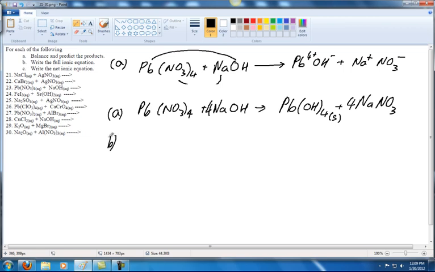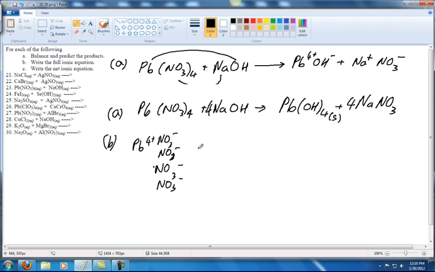Now part B, what I'm going to do is I need to draw out the full ionic equation. So anything that's aqueous needs to be split into ions, and for that I'll just draw pictures showing that. So Pb(NO3)4 looks like this. We've got negative, negative, negative, negative. Again, we can get the charges from back up here. We've got 4 plus over here.